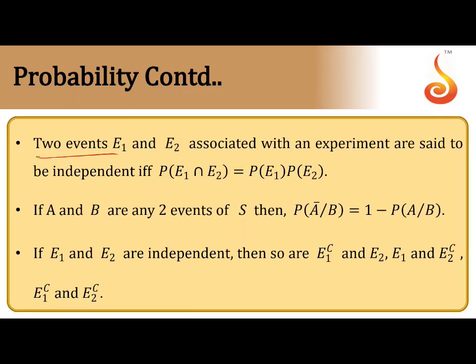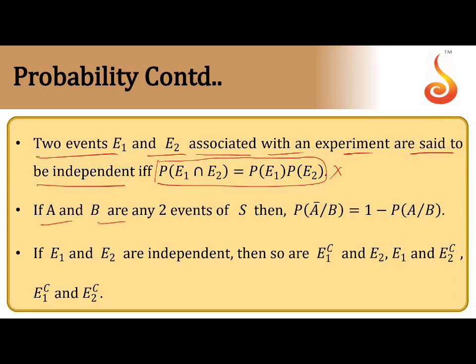Next, two events E1, E2 associated with the experiment are said to be independent if and only if P of E1 intersection E2 equal to P of E1 into P of E2. That means if they are independent, it does not depend on the other. In that case P of E1 by E2 is nothing but P of E1, and P of E2 by E1 is nothing but P of E2. If they are independent events, P of E1 intersection E2 is P of E1 into P of E2. This is an important condition.